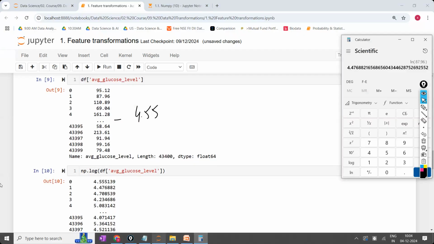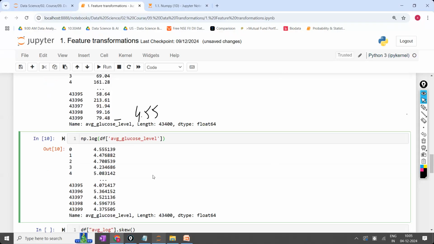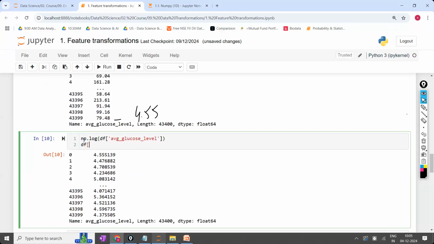I have selected a single column, which is a series. Series is 1D. It is just applying like a for loop on the 1D data. For each and every value, it is applying the log basically. Now, this column, after the conversion, I'm going to store into a new column. Some new column name I'm going to give.